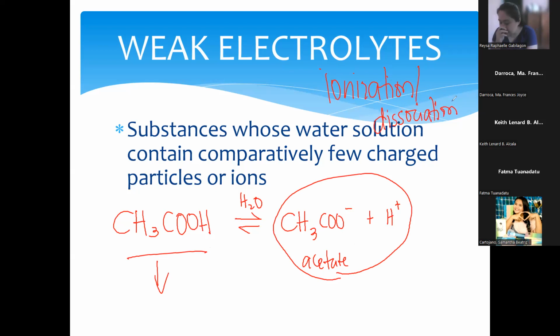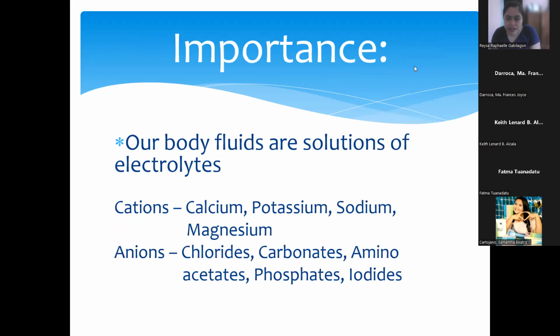Ionization, class, is the formation of ions. That's the same thing with the dissociation. Pag ang substance, class, nag-dissociate, magpo-form siya ng ion. Okay? So acetic acid is considered a weak electrolyte. Hindi lahat ng acetic acid, class, mag-dissociate and mag-form ng ions na ito: acetate and hydrogen ions. Now, why is it again important for us to study electrolytes?